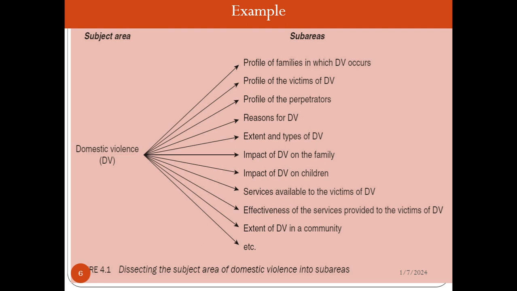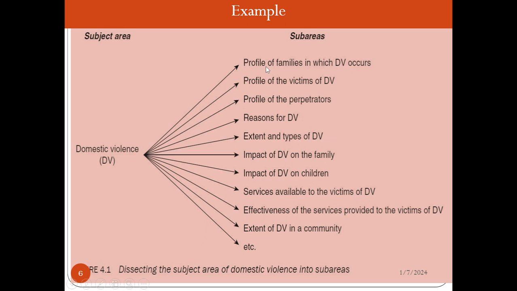For example, as we had here, profile of families in which DV occurs, profile of the victim, and so on up to the end. Now, there could be many other dimensions. So probably you can add to these. I mean, this is not the whole story. You can add lots of other dimensions or aspects or sub areas that you can think of. So now it is very easy, since you have dissected your broad or general subject area into sub areas. You can pick out one, for example.